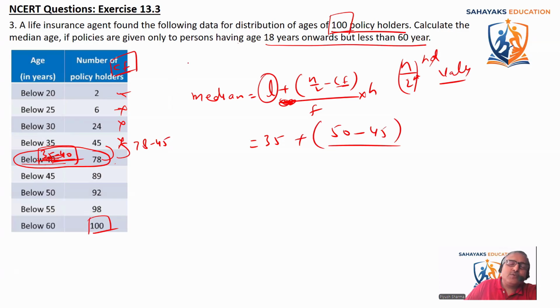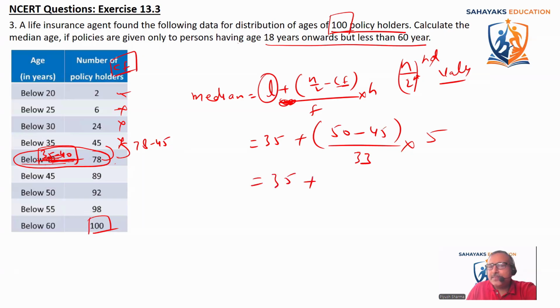Previously we had to spend some time to find the cumulative frequency. Now we have to spend some time to find the frequency, but good that we have to find it for only one class. So what is the frequency of the 35 to 40 class? It is 78 minus 45, which is 33. And we have to multiply it by h. h is the size of the class. The size of the class 35 to 40 is 40 minus 35, that comes out to be 5.